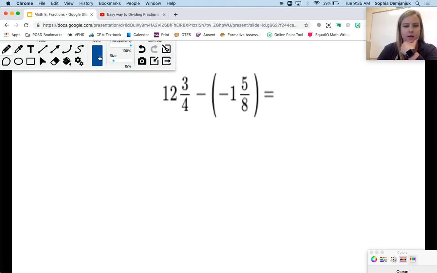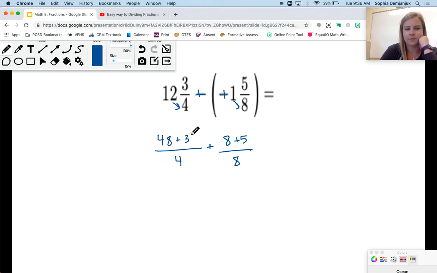Here's an example for you to do on your own. You should have started with 12 times 4, leaving you with 48. Add the numerator 3 over 4. The minus the negative turns into addition. So we're going to do 1 times 8 to give me 8 plus 5 in that numerator over 8. Keep simplifying. The first fraction, 48 plus 3, is going to give me 51 over 4. Second fraction, 8 plus 5, is going to give me 13 over 8.